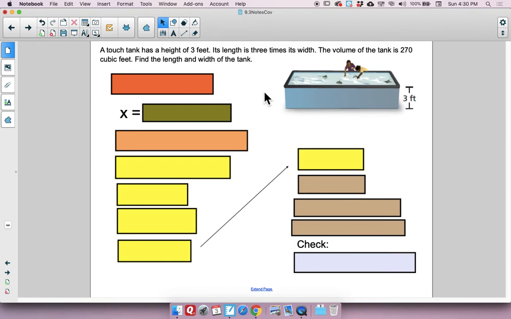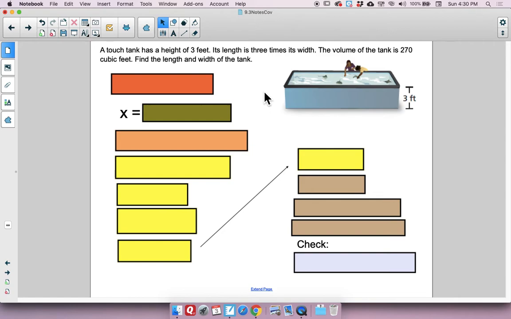Okay, a little word problem. A touch tank. Ooh, love touch tanks. Pacific Aquarium in Long Beach has an awesome one. Okay, a touch tank has a height of 3 feet. Its length is 3 times its width. The volume of the tank is 270 cubic feet. Find the length and width of the tank.